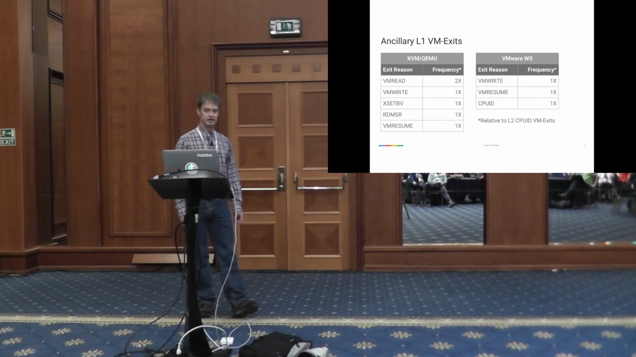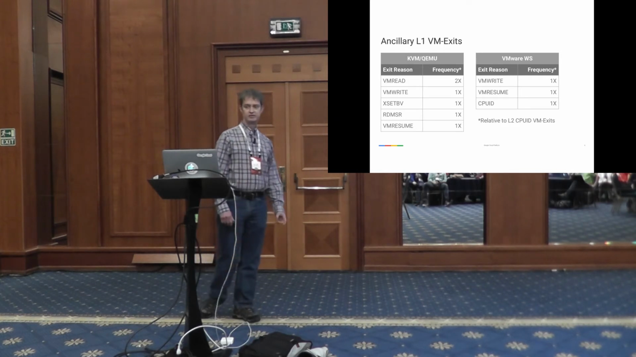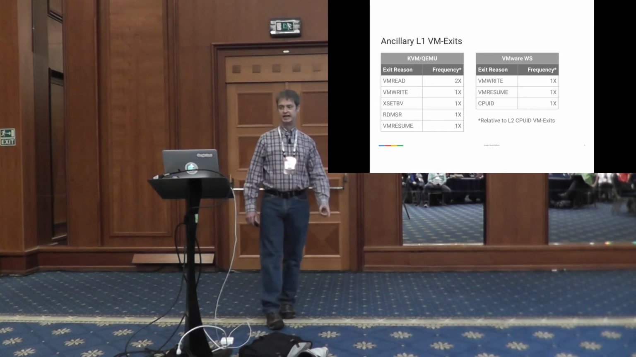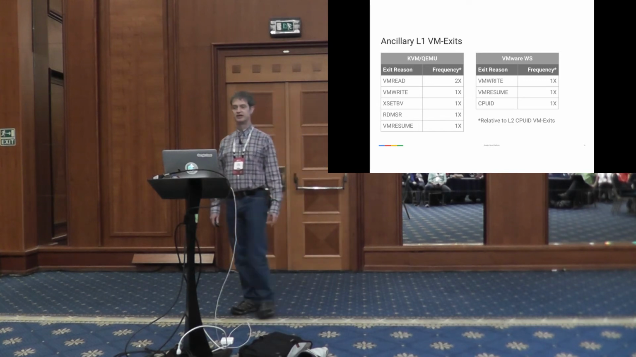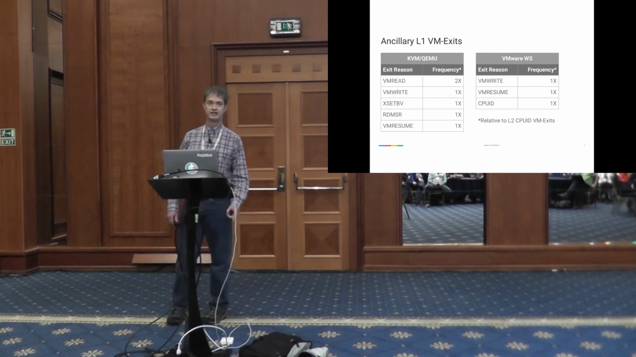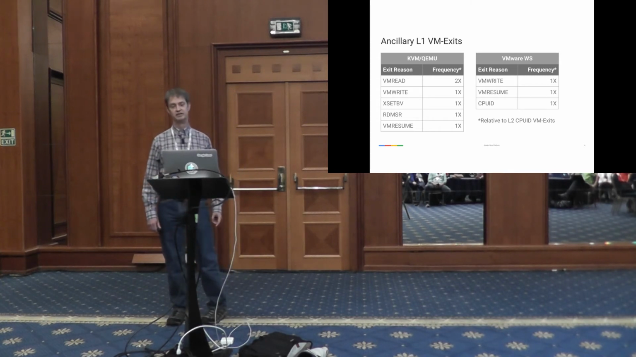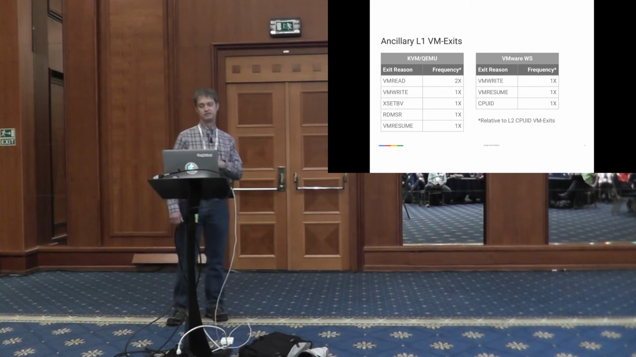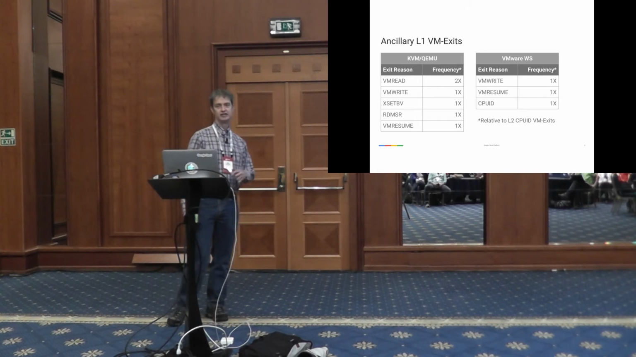But we see that with KVM and QEMU, we have two VM read exits, one VM write exit, one xsetBV exit, one read MSR exit, all for that one CPUID exit done by L2. I'm not going to worry too much about what VMware does, but they do a little bit better.